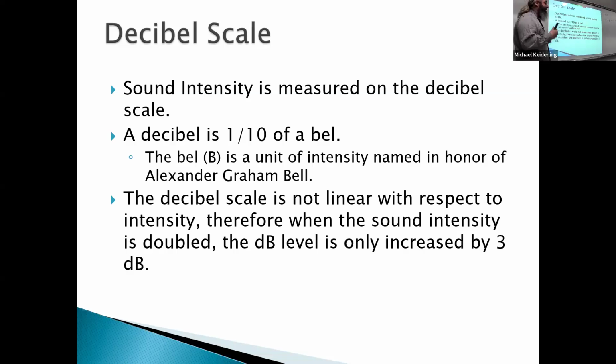And the decibel scale is not a linear scale. It's a logarithmic scale. A decibel is a tenth of a bel. Every time you increase by 10 decibels, you multiply the intensity in watts per square meter by a factor of 10. So every time you go up by 1 bel, you go up by a factor of 10, because it's a logarithmic scale. When the sound intensity is doubled, the decibel level increases by 3.